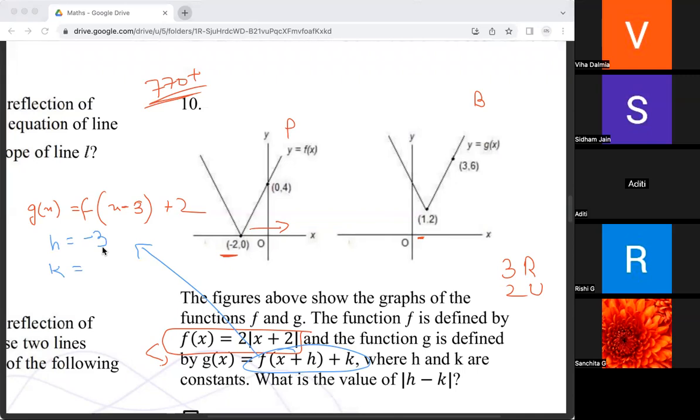K is what? We have, what is k? It's 2. +2 or -2? Plus 2, right? Good. What is the question we have? To find the value of mod h minus k, okay? Mod is important. So I will take h, -3, and k is -2, right? Okay? So what will I have? You will have -5. 5. Is that my final answer? One more, 5. It's 5. Okay?